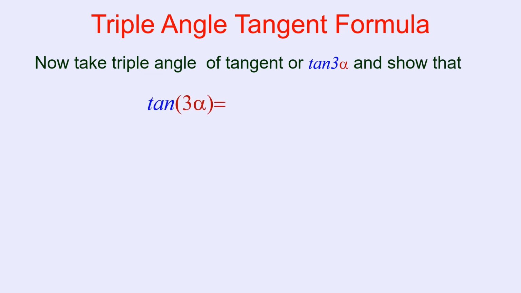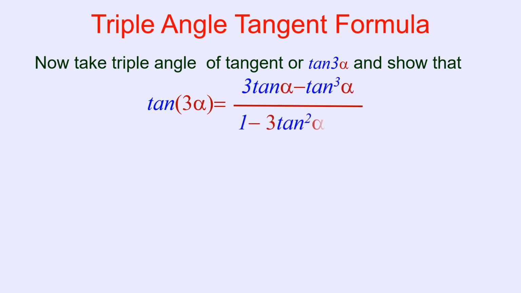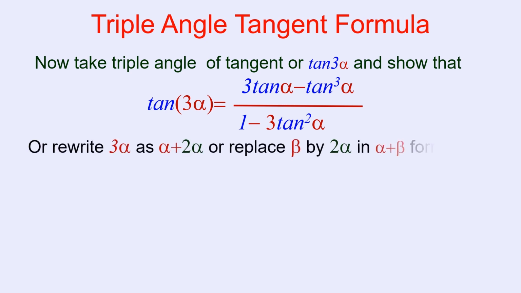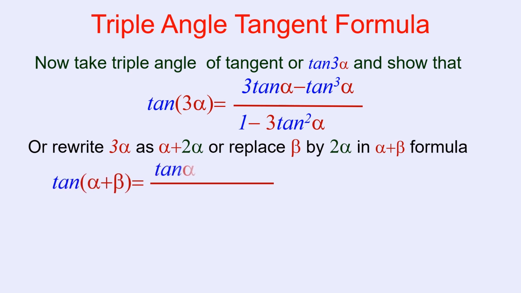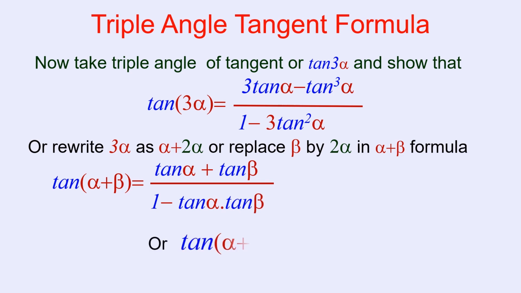Triple angle tangent formula. Now we take tangent of triple angle, or tangent of 3 alpha, and show that tan 3 alpha equals 3 times tan alpha minus tan cubed alpha whole divided by 1 minus 3 times tan squared alpha. Rewrite 3 alpha as alpha plus 2 alpha in the sum of angle formula of tangent, or tan alpha plus 2 alpha equals tan alpha plus tan 2 alpha whole divided by 1 minus tan alpha into tan 2 alpha.